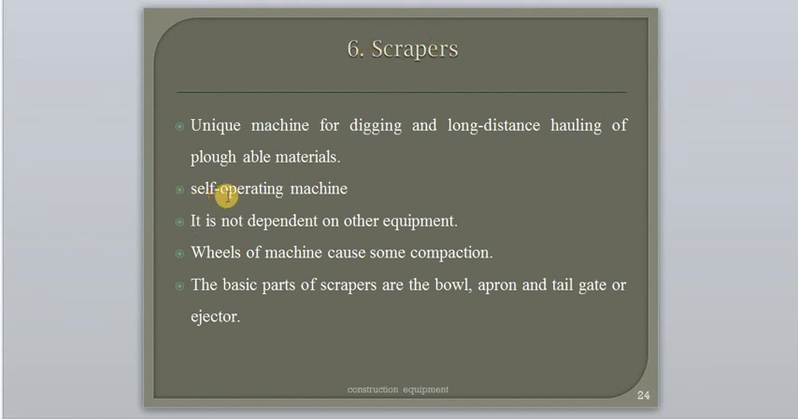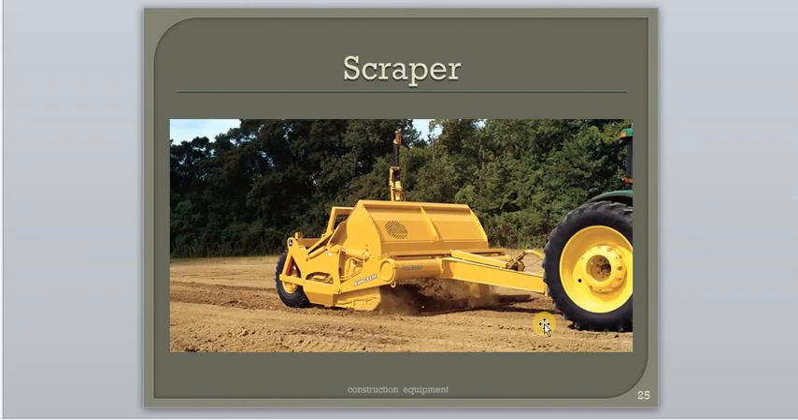Next point is that it is a self-operating machine. It is not dependent on other equipments. Wheels of the machine cause more compaction. Again, these are the basic parts of the scrappers. Self-compaction is done with the help of the wheels. The wheels are also beneficial for compaction in the case of scrappers. So this is the figure for the scrapper.